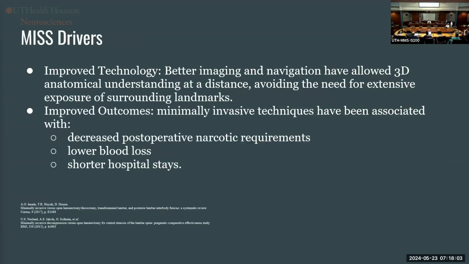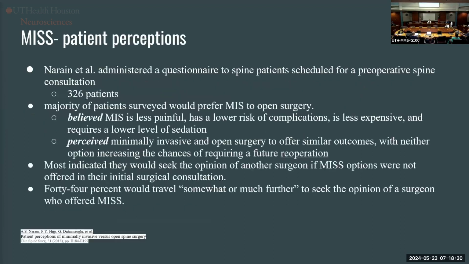So why are people using this more and more? Why do people want to retrain or train differently or do things that are somewhat painful? Well, the technology is getting better. We have better intraoperative imaging and navigation that are allowing us better 3D understanding of patient anatomy in the OR in real time without having to expose things. And we also have several decades of these techniques showing again and again that they help with postoperative narcotic requirements, lower blood loss, and decreased hospital stays.